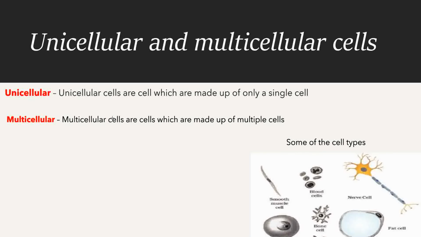And there are two types of organisms: unicellular and multicellular. Unicellular organisms are made up of only a single cell, while multicellular organisms are made up of multiple cells. Some of the cell types being smooth muscle cells, blood cells, nerve cells, fat cells, bone cells, and ovum.